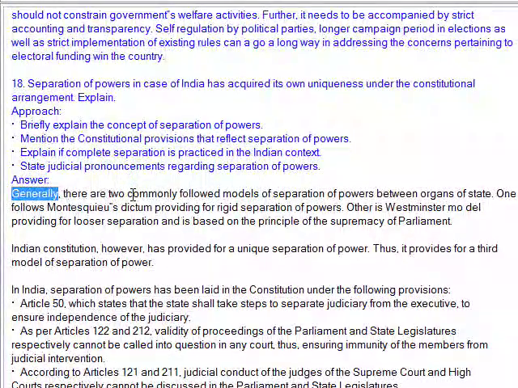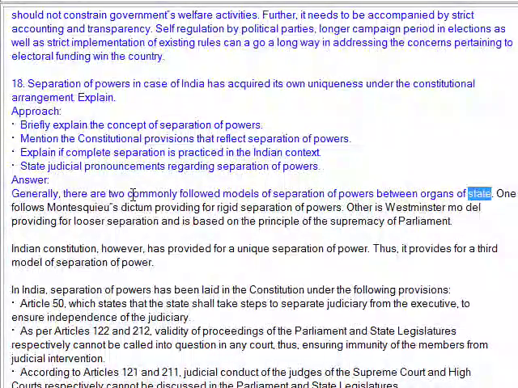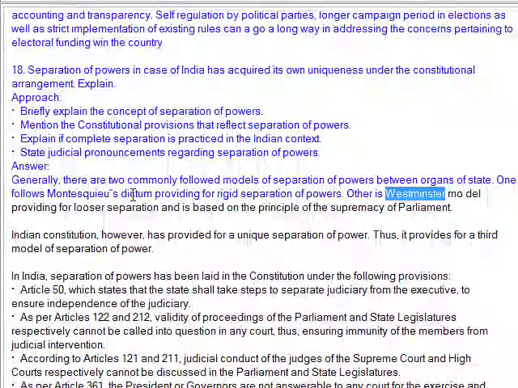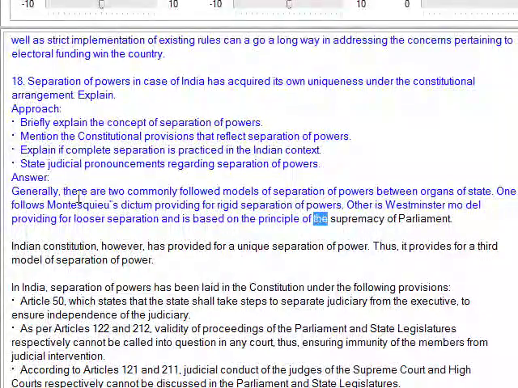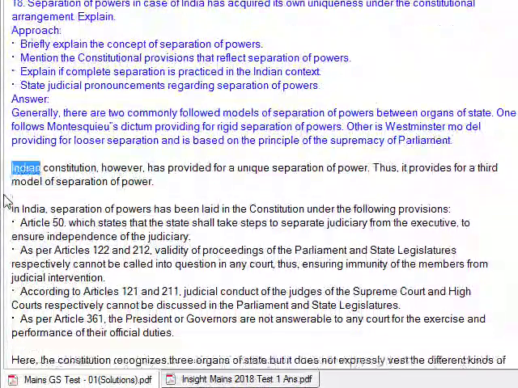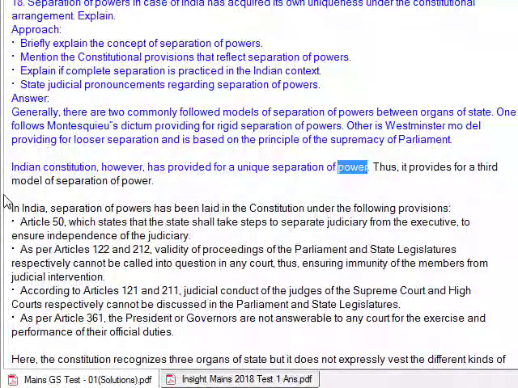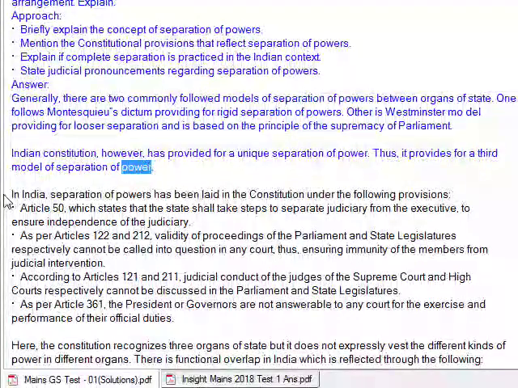Answer. Generally, there are two commonly followed models of separation of powers between organs of state. One follows Montesquieu's dictum providing for rigid separation of powers. Other is Westminster model providing for looser separation and is based on the principle of the supremacy of Parliament. Indian Constitution, however, has provided for a unique separation of power. Thus, it provides for a third model of separation of power.